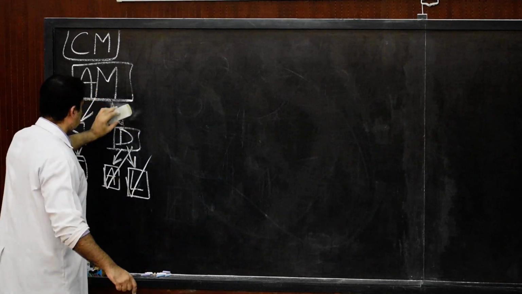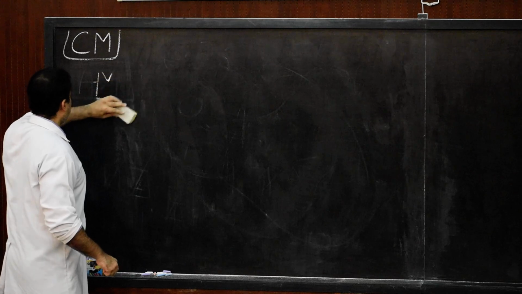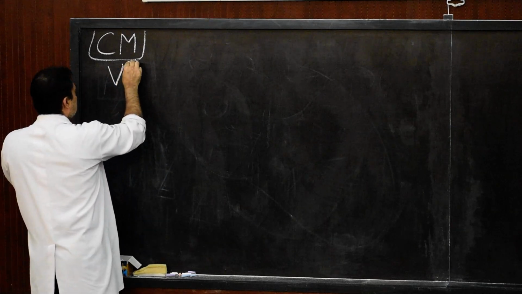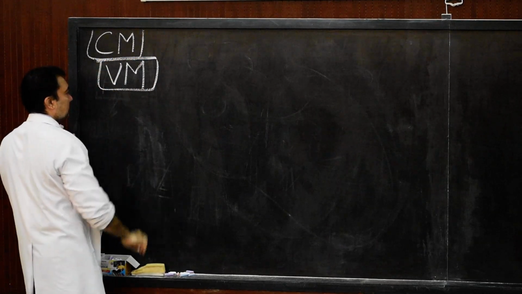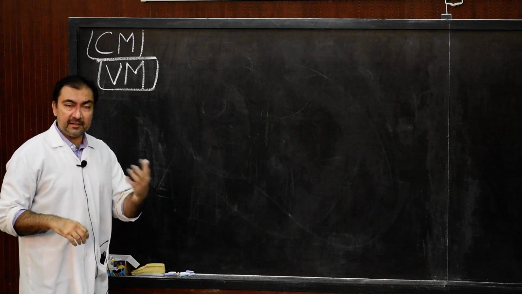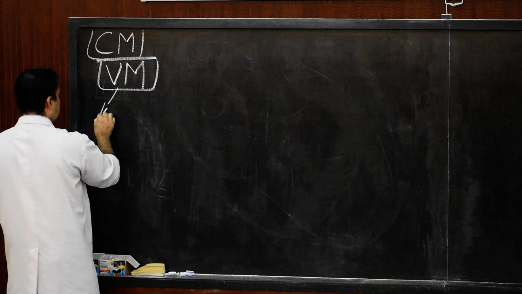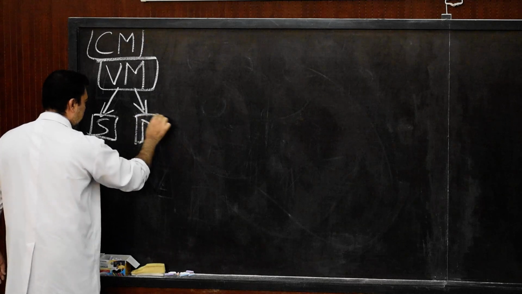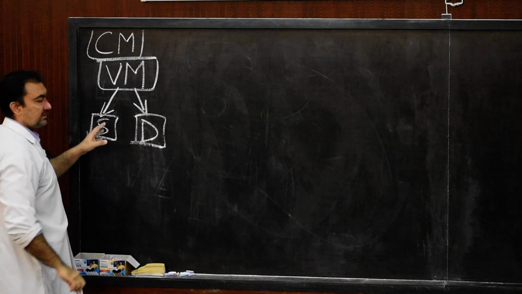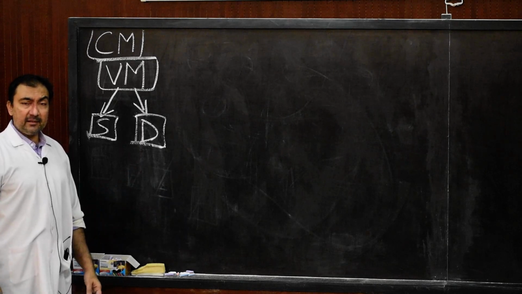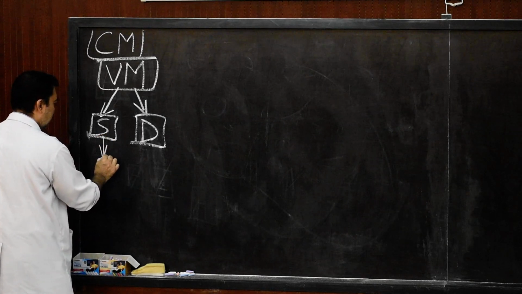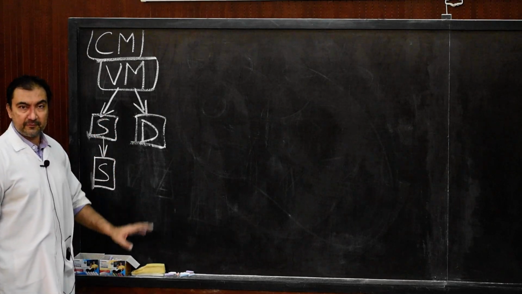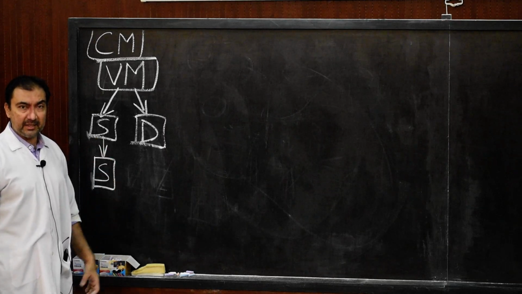Now we come to the ventricular musculature. Here these are the ventricular muscles. They are again divided, like atrial muscles, into superficial and deep. So with the help of a flow chart here, the superficial as well as the deep. Now the superficial group of muscles in the ventricular musculature, their arrangement will be spiral. They are arranged in spiral formation.